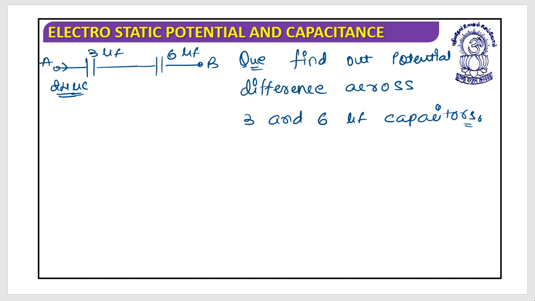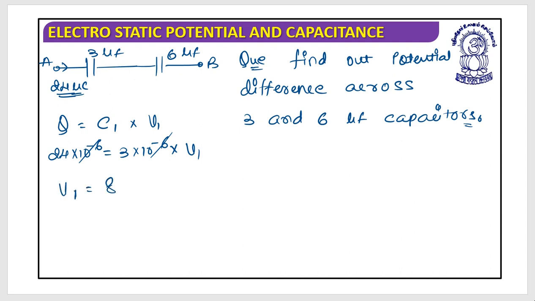And if these two are connected in series, what I have is Q is equal to C1 into V1. This is 24 into 10 to the power minus 6, equal to 3 into 10 to the power minus 6 multiplied by V1. This 10 to the power minus 6 will be gone, and V1 would be equal to 24 by 3. It's 8 volt.